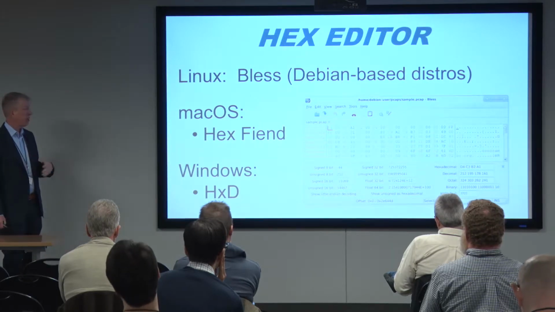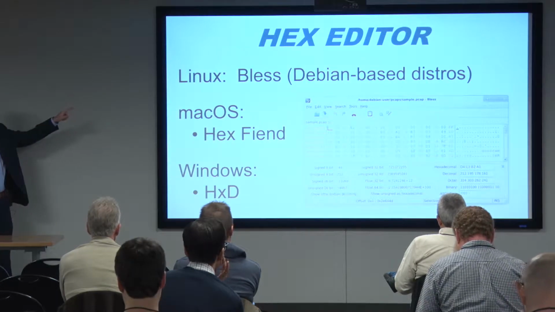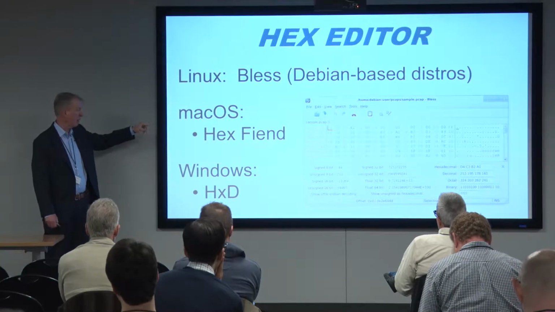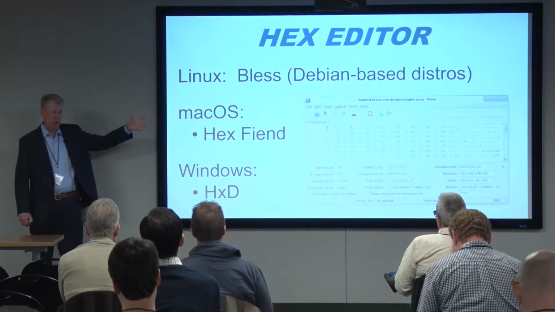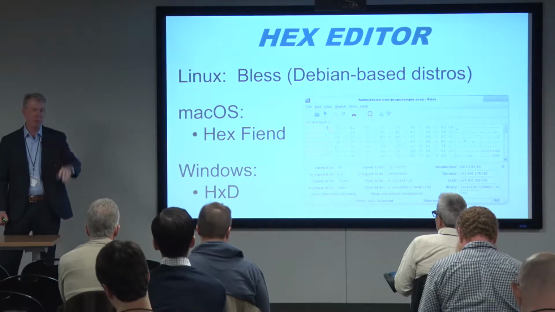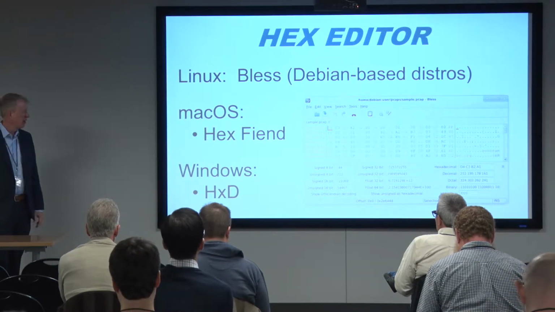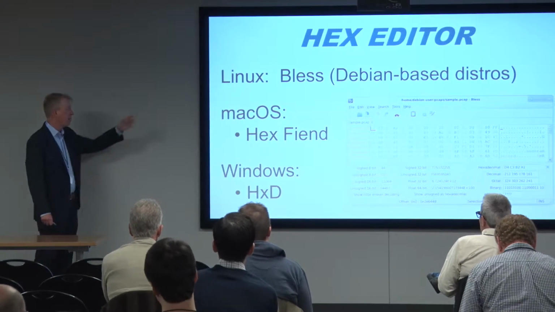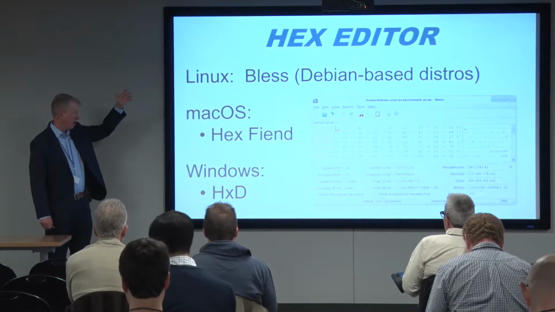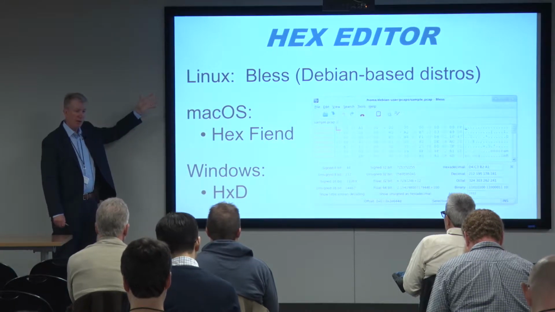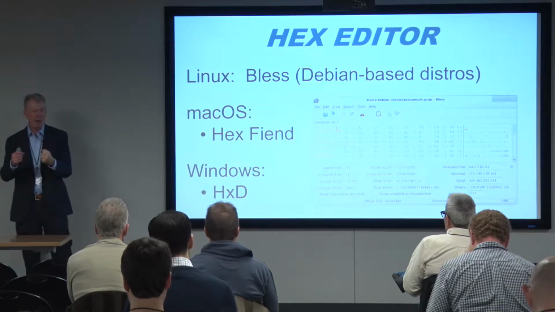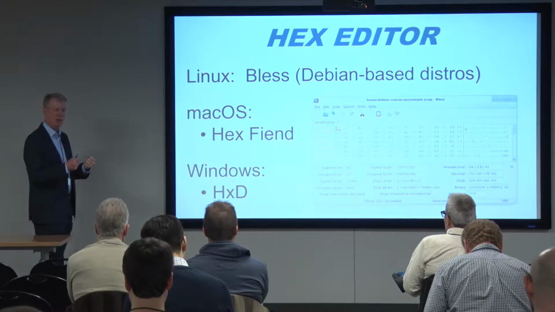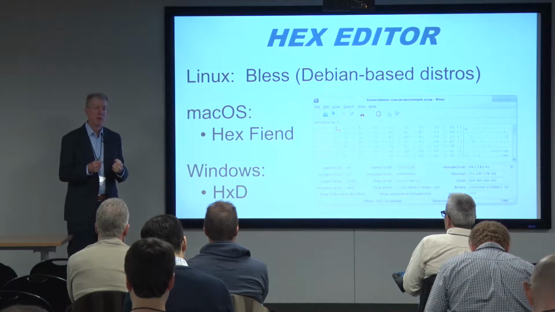For hex editors, I generally tend to work out of a Linux distro or my MacBook. If I'm going straight off the MacBook, I'll generally use HexFiend. I've played around with some other hex editors, and HexFiend is the one that generally works best for me. Bless for Debian-based distros on Linux. Is there a decent hex editor for Red Hat-based distros, like CentOS? Because I haven't found one.